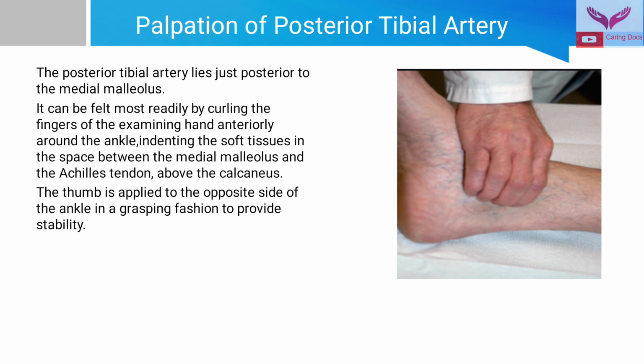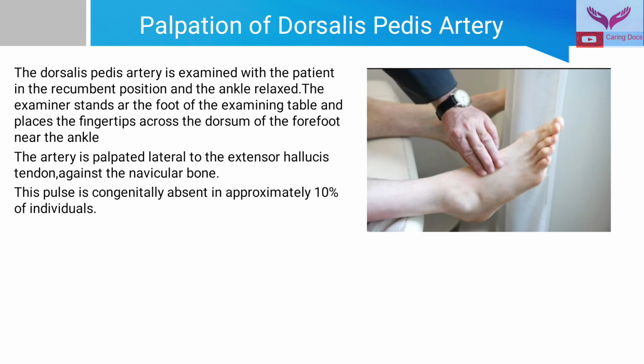Palpation of the posterior tibial artery. The posterior tibial artery lies just posterior to the medial malleolus, and it can be felt most easily by curling the fingers of the examining hand anteriorly around the ankle and indenting the soft tissue in the space between the medial malleolus and the Achilles tendon above the calcaneus. The thumb is applied to the opposite side of the ankle in a grasping fashion to provide stability.